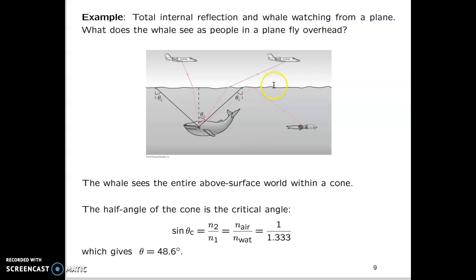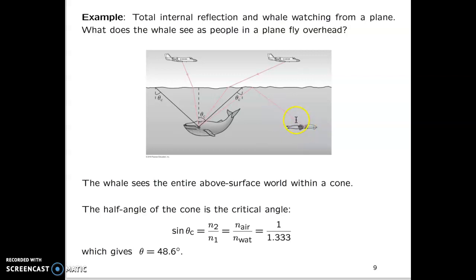Okay, so think about that. All the light that is going to reach the whale's eye from above the surface of the water comes in this cone here. Well, what is the whale seeing if the whale looks over here at this point on the water? Well, it's not seeing anything above the water. What it's seeing is the reflection of something else, perhaps. Maybe there's a giant squid over here or whatever.